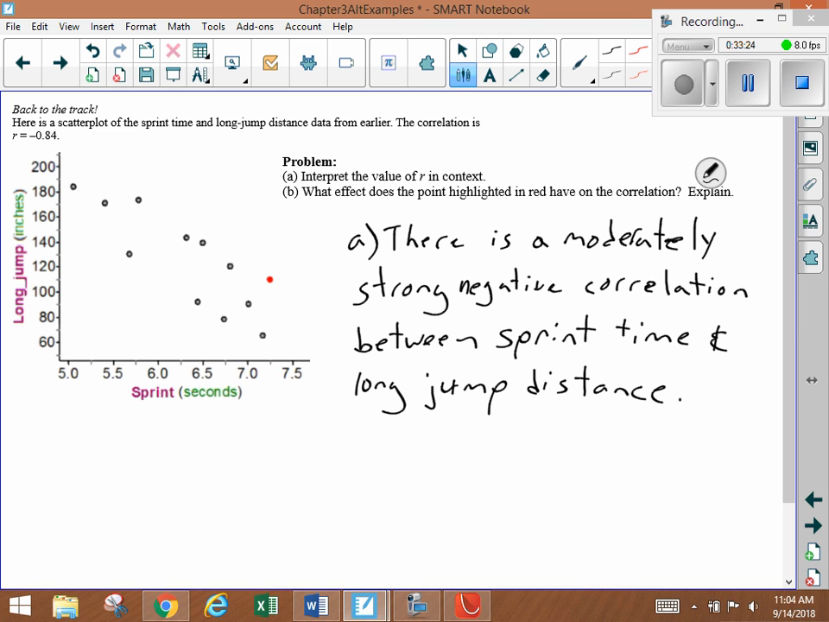So if you don't have this number, you may not say correlation, okay? If, for instance, you just have a graph, you can just describe the association or say there's a relationship, right? If you have that number, then you can say correlation.